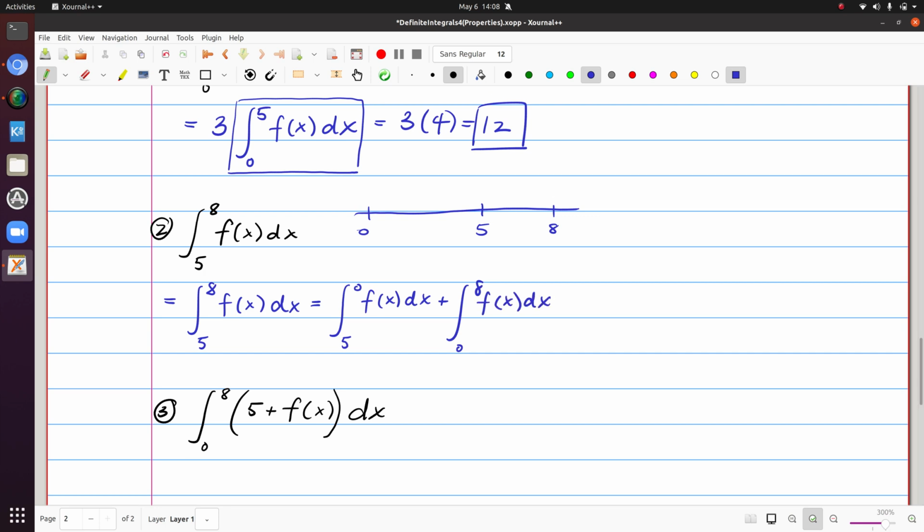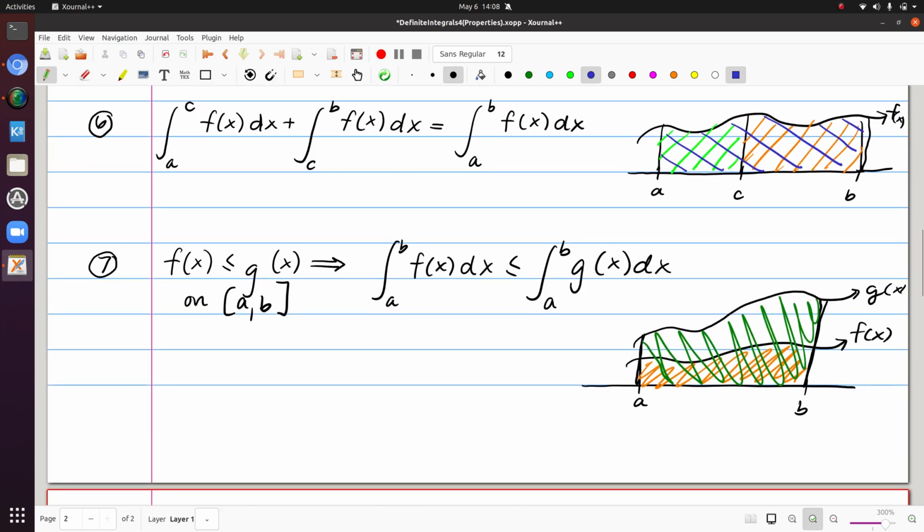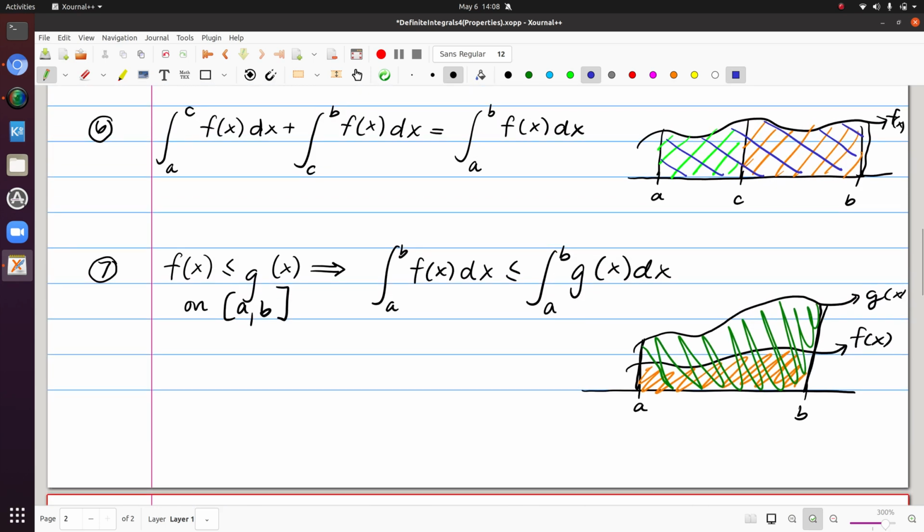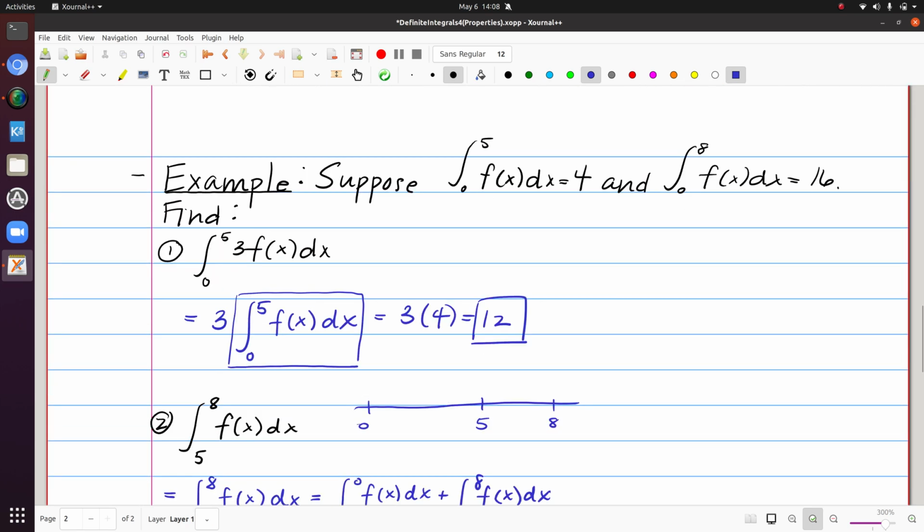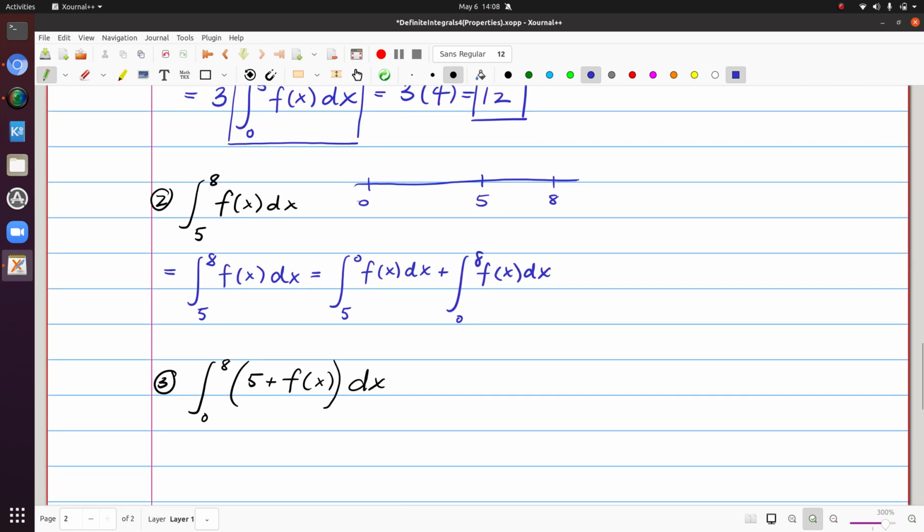So to align this, I'm using property 6, where A is 5, B is 8, and I've chosen the C value 0. And so this is an example where, as I was saying, this is maybe not the way we would visualize it, with 0 not being in between 5 and 8, but I can still use it because this first one, the integral from 5 to 0, is negative the integral from 0 to 5. That's from our first property. And we know that the integral from 0 to 8 is 16. That's given. So now I just add to that negative 4, and we get our answer of 12 here.